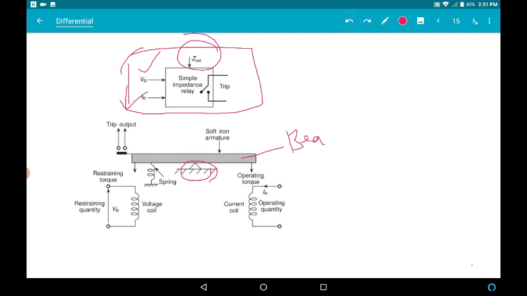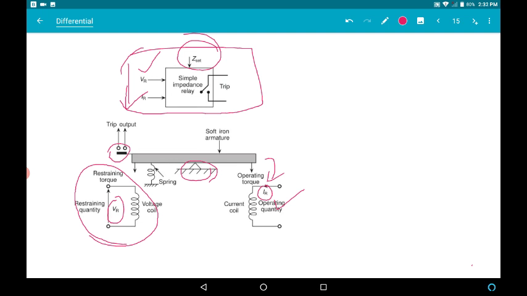So once again, try to understand this. If I have a current IR going through this coil, it will pull the beam in this particular direction, right? If the beam is pulled in this direction, this particular black point will connect to the trip point and it will output, that means the relay will trip. But at the same time we are also using another torque which is opposing the operating torque, called the restraining torque, and this torque is proportional to voltage. Operating torque is proportional to current, restraining torque is proportional to voltage, and it will keep stopping the relay from tripping. Whenever the operating torque becomes greater than the restraining torque, the relay will trip.